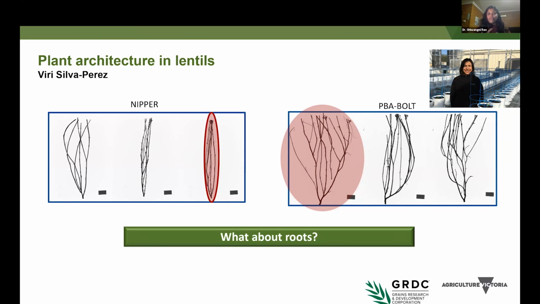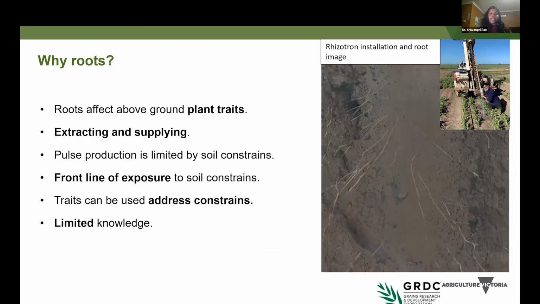I feel like if you look at only shoot traits and not root traits, you're going to battle without a shield, just a sword, which doesn't work. You need both. You need to address both to get the best outcomes. And we need to look at roots because roots contribute to above ground plant traits. It is the source of extracting nutrients and water and supplying this to the plant for yield.